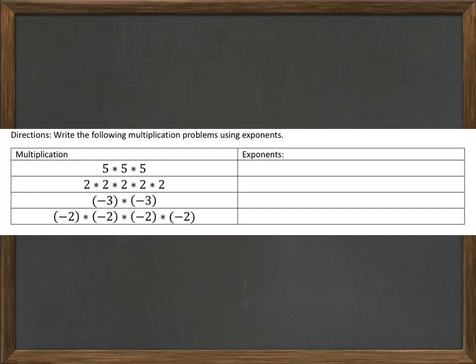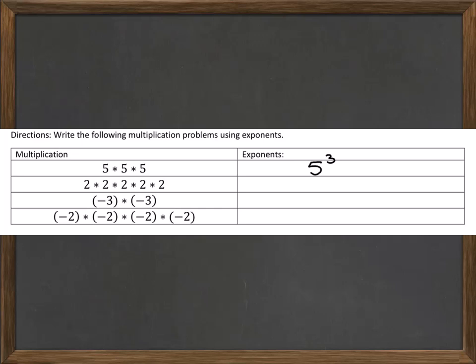First of all, I want to talk about how we can use multiplication to express this idea of exponents. So, for example, we have 5 times 5 times 5. So we're multiplying 5 by itself 3 times. Exponents are a more efficient way to express this idea. So we can rewrite 5 times 5 times 5 as 5 to the third power.